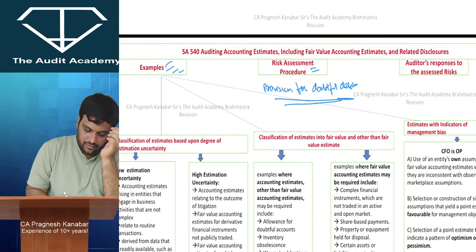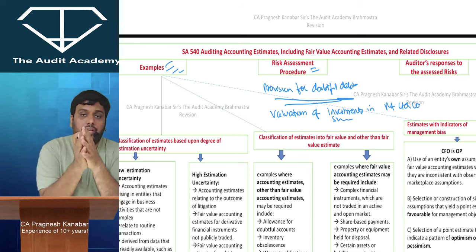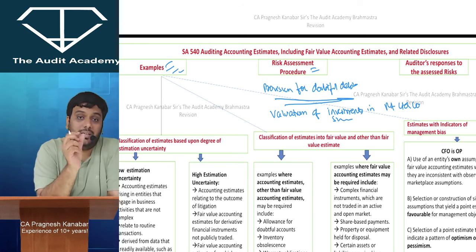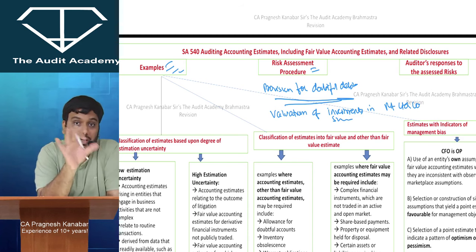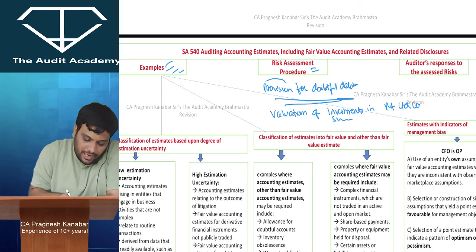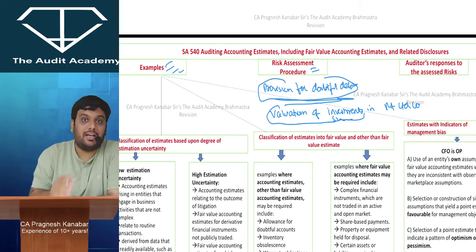But for valuation of investments in a private limited company, and let us say these are short term investments. If you have made some short term investments in a private limited company, then at the balance sheet date, there will be a fair valuation which needs to be done. You need to calculate the market value, and accordingly only you can value it. Correct? So what I'm trying to tell you is that there are two types of estimates. One where you don't have to calculate any kind of market value. Second is where you'll have to calculate some kind of market value.